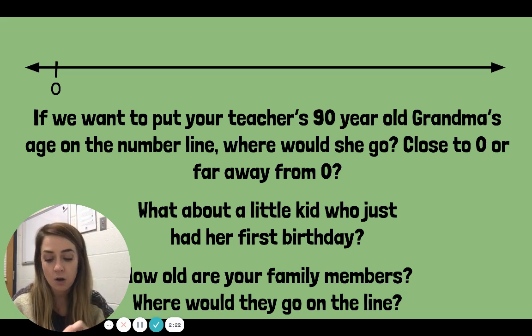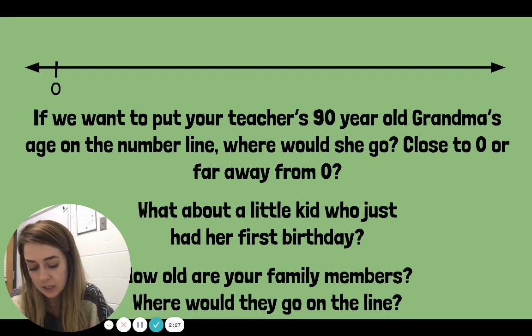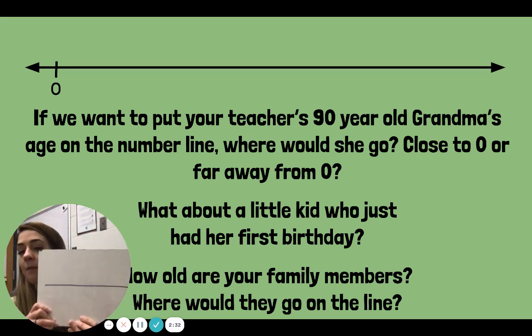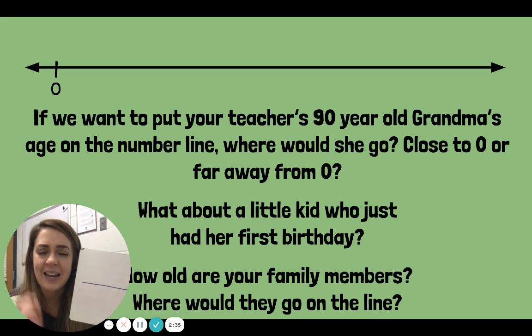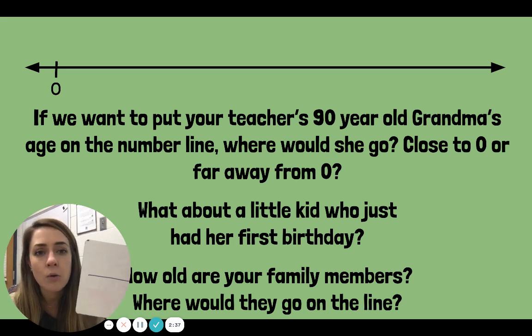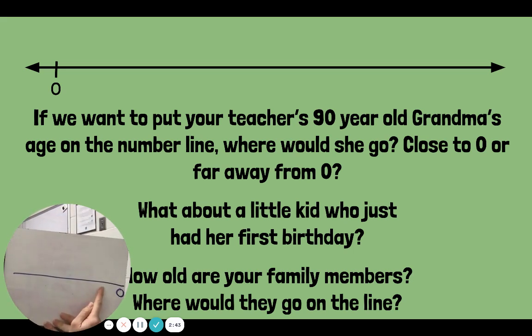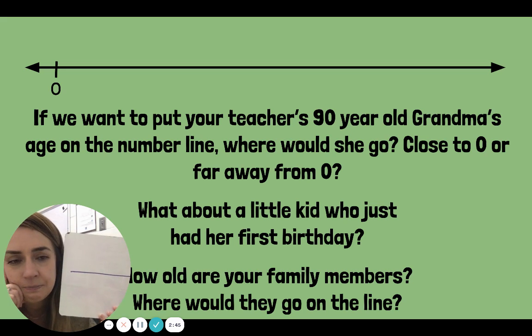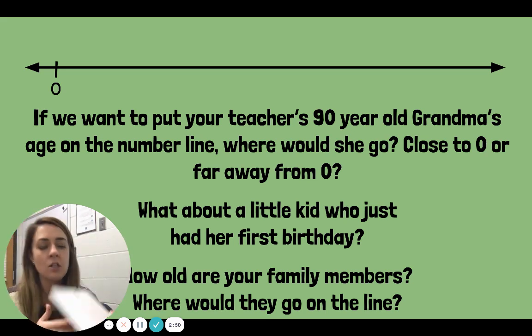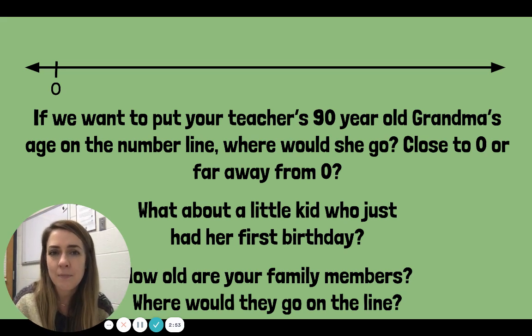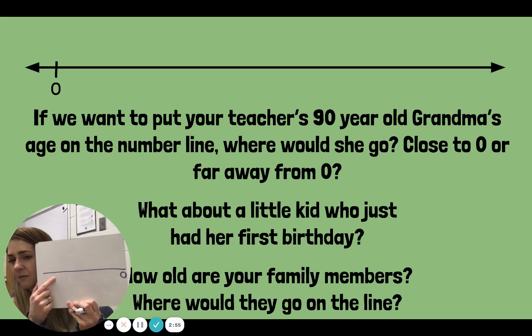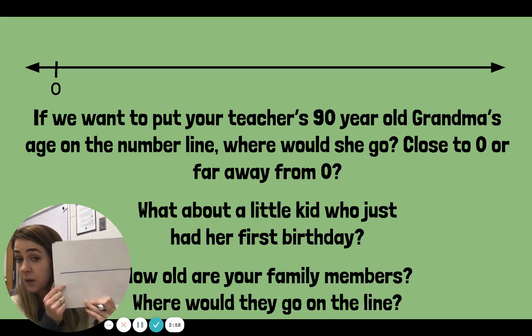Okay, so we have 0. I'm going to do a shrunken version of the same number line. So I'm going to write a 0. And I'm thinking, where's that number 90 going to go? That 90-year-old grandma. Is she going to go right here? What do you know about 90? It's not super close to 0, is it? So if I were going to put 90, it would be pretty far on my number line. Probably be almost to the end of this one.